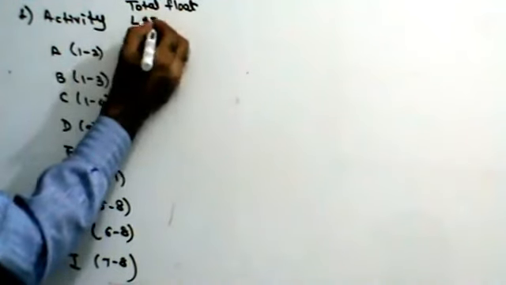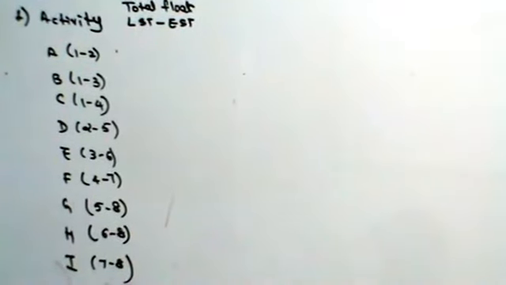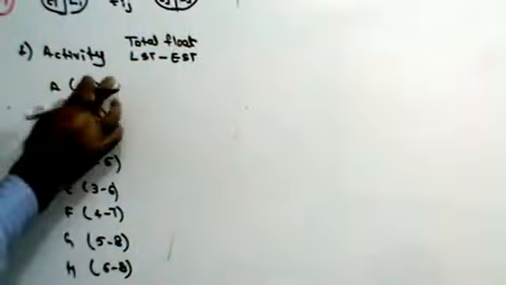Now how do I find out total float? Total float can be written as latest start time minus earliest start time. We have already found this out in the previous table. If you subtract the two, what you get is float. You have multiple formulas to calculate total float. I'll show you another formula also.